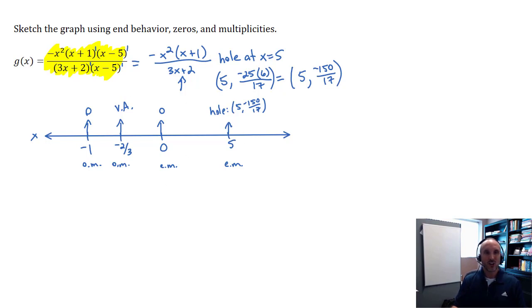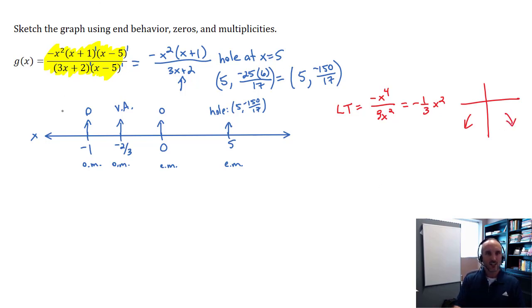To get those, we need our end behavior, so we need our leading term. On the top, my leading term would be -x² times x times x. So on top, I get -x⁴. On bottom, my leading term would be 3x times x. So that's 3x². So reducing that, I get a coefficient of -1/3 times x⁴ divided by x² is x². So my end behavior is going to grow in the negative direction on both sides.